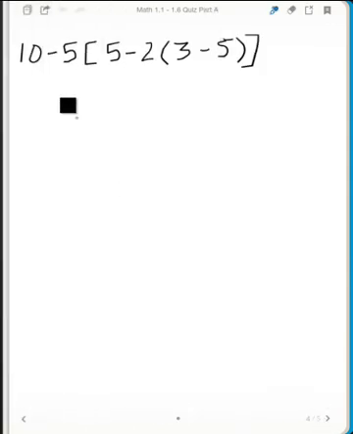Alright, here, so I have here 10 minus 5 square brackets, 5 minus 2 round brackets, 3 minus 5, closing the round, closing the square. So do the innermost brackets first. So this here is the innermost brackets. I have 3 minus 5. 3 minus 5 is going to give me negative 2. I'm going to keep my round brackets here. Then I'm going to write everything else that's outside.